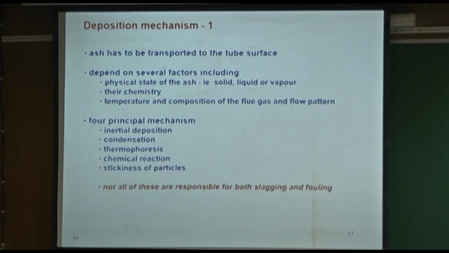If we try to look at a little bit more mechanistically as to how this happens, even though I have mentioned before that the ash has to come out, the mineral matters have to get converted, which does get converted, that has to be transported to the tube surface. What does that is the gas velocity.